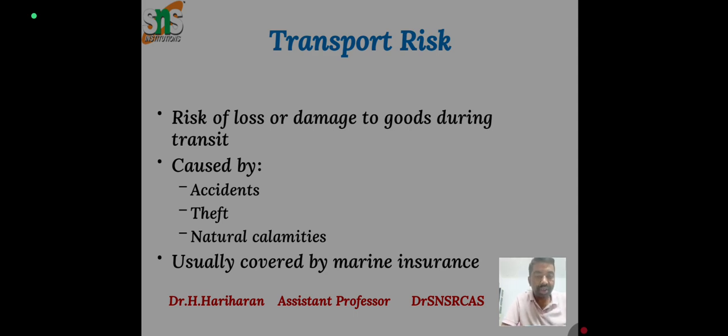Transportation risks. These are risks of loss or damage to goods during transit caused by accident, theft, or natural calamities, usually covered by marine insurance. We all know that transportation carries a huge risk. The safer side is to insure our products. Nowadays no party accepts the product or cargo without insurance.